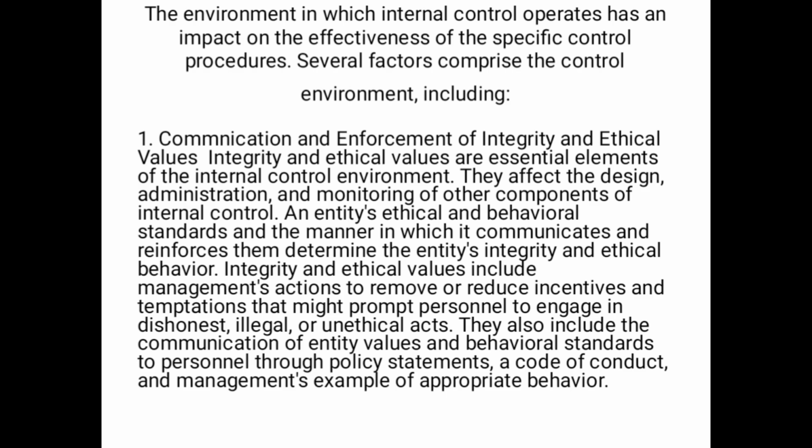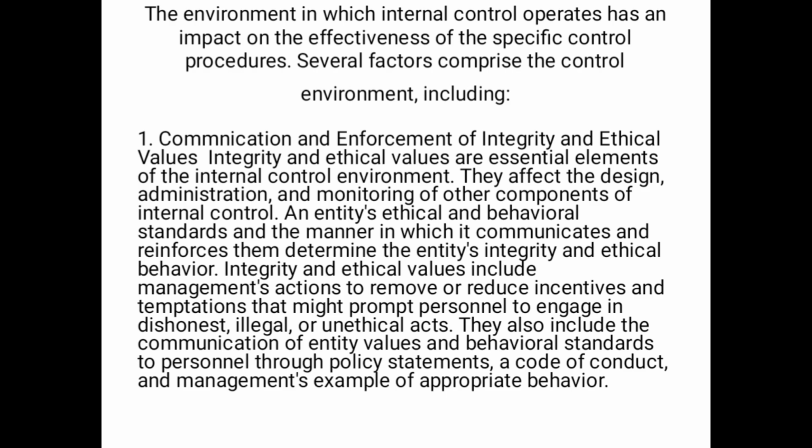Several factors comprise the control environment, including communication and enforcement of integrity and ethical values. Integrity and ethical values are essential elements of the internal control environment. They affect the design, administration, and monitoring of other components of internal control.